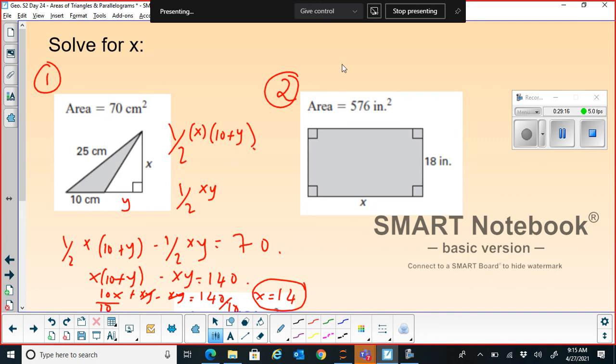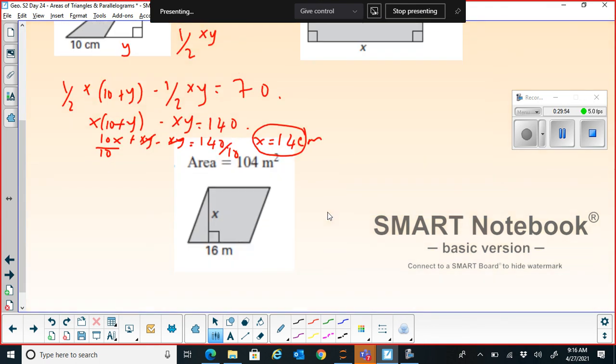This is a rectangle. Area is length times width, which is nothing but 18 times x, and is given to us as 576. So dividing by 18 I should get the value of x. So x equals 576 divided by 18, that is nothing but 32 inches. They have given the units, so this should be inches, and same way here they have given the units centimeters, so this x should be in centimeters too. I hope these two problems are clear.